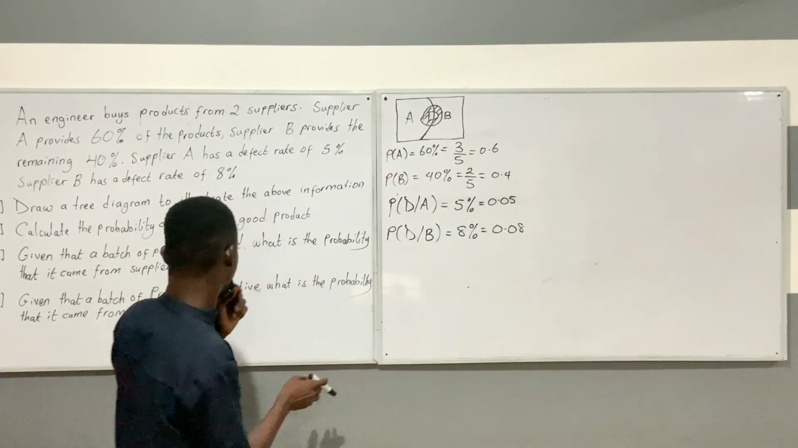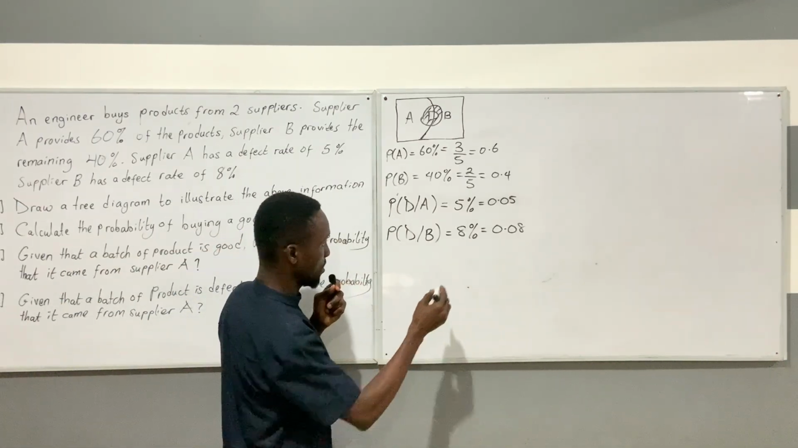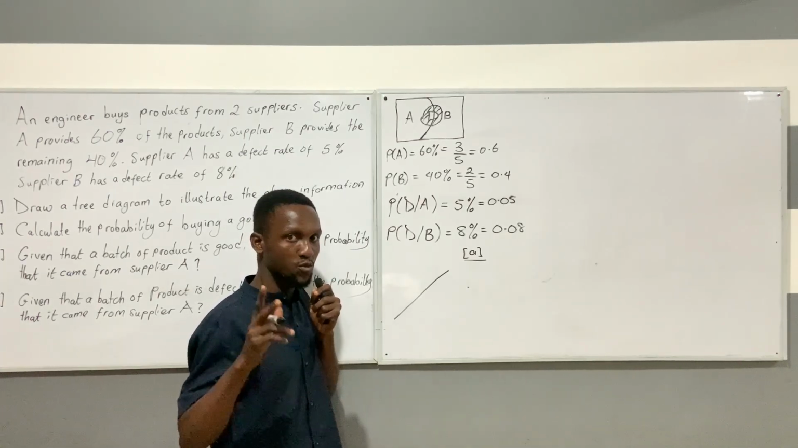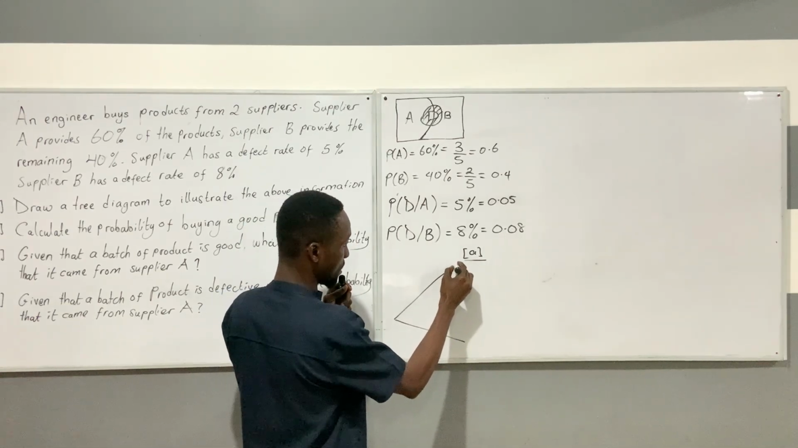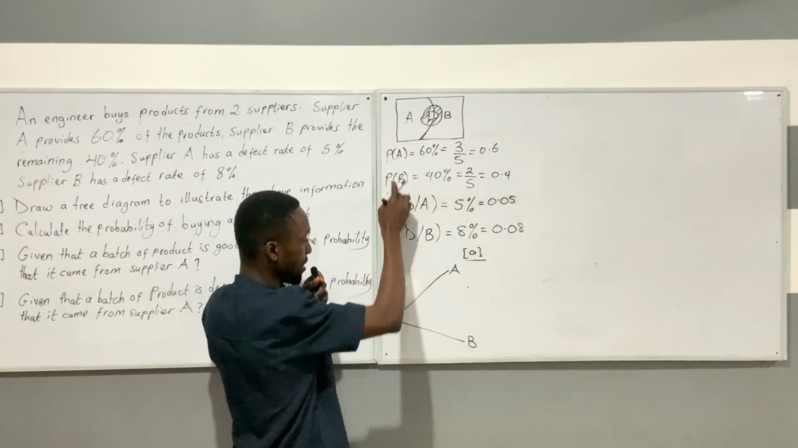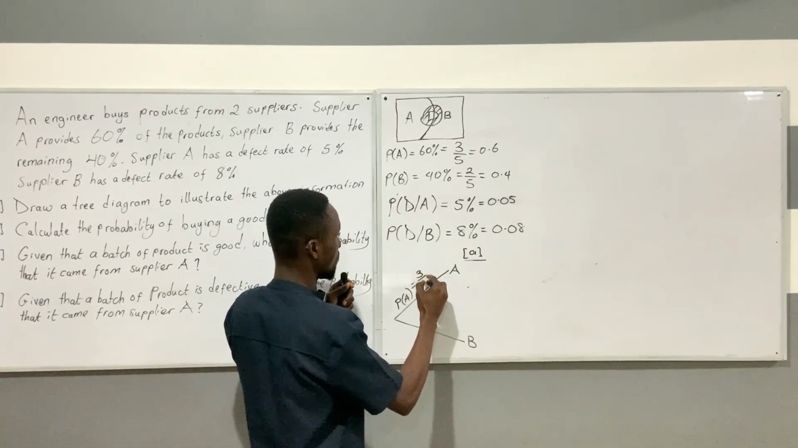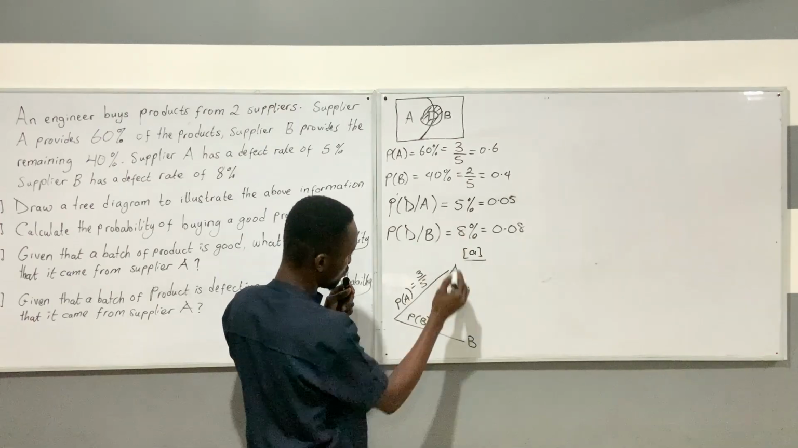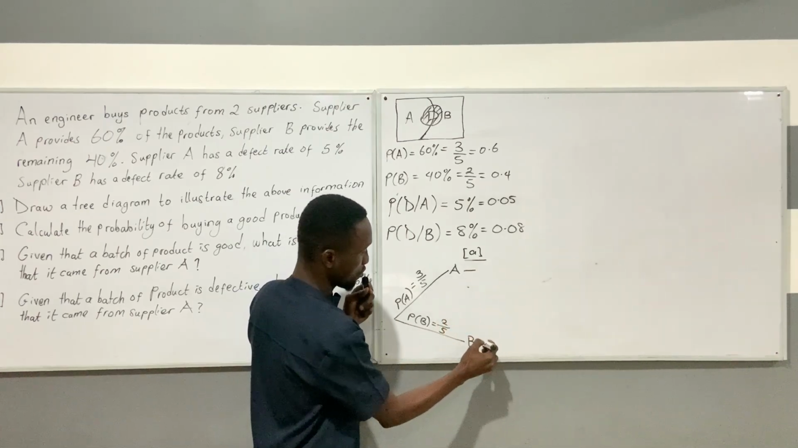Now the first question was to draw a tree diagram. So we will draw our tree diagram like this. Because we have two events, two suppliers, the tree will have two branches. This is the first branch, this is the second branch. This is supplier A, this is supplier B. Now what is the probability of supplier A? We will put it here. P of A gave us 3 over 5, and P of B gave us 2 over 5.